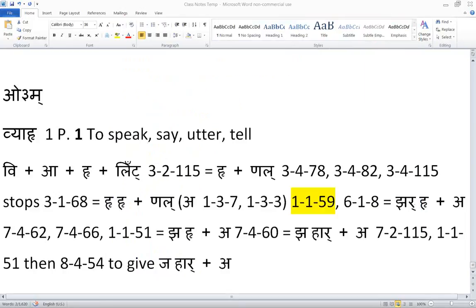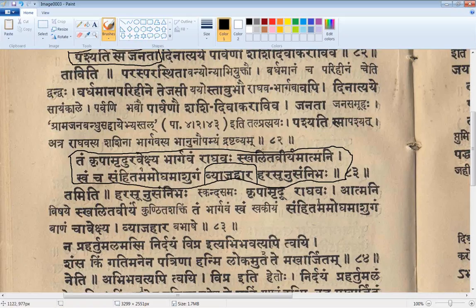Okay, so then we got the verb form, Vyajahara. Of course, we'll not get any commentary on that because we're supposed to know it on our own. So Vyajahara, and the karta, of course, is Raghavaha. Raghavaha Vyajahara. Now, Raghava has an adjective; let's see what Malinatha says: Harasunu Sannibha.